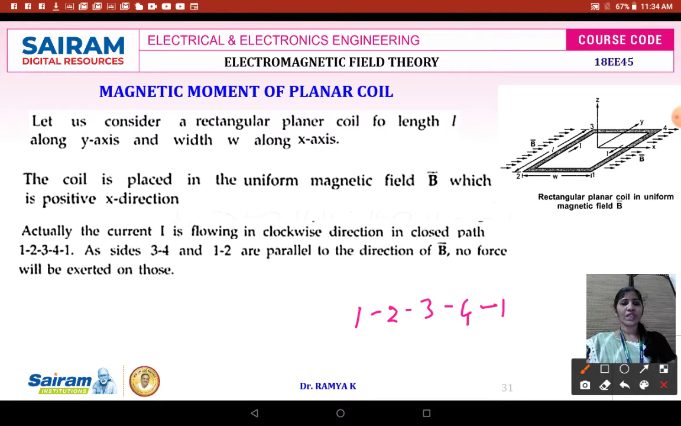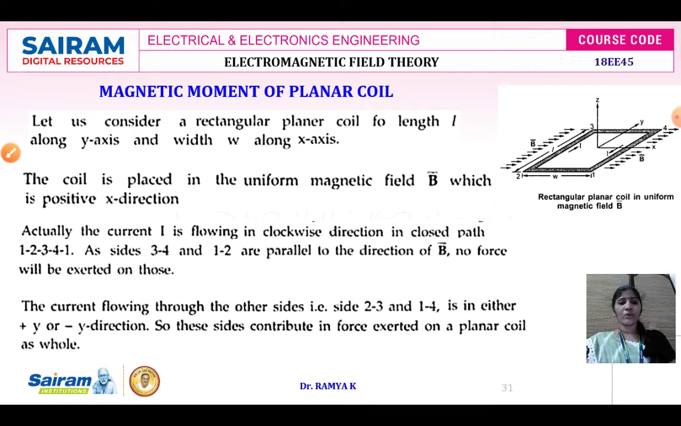When you check sides 3 to 4 and 1 to 2, these sides are parallel, and no force will be exerted on these two paths because both are parallel. The current direction is also just opposite. So the force exerted on sides 3 to 4 and 1 to 2 will be equal to 0.